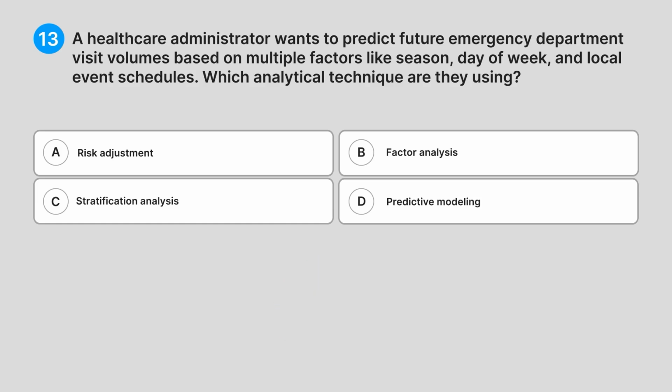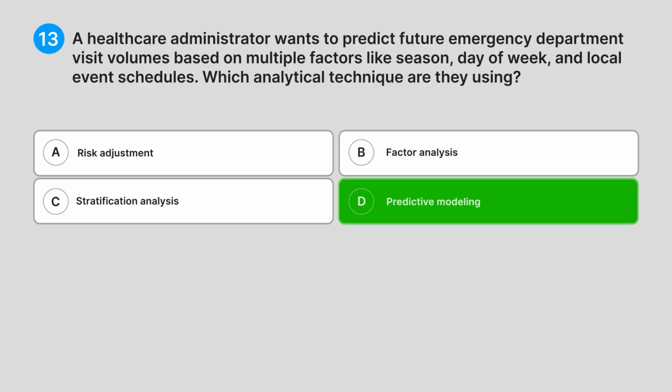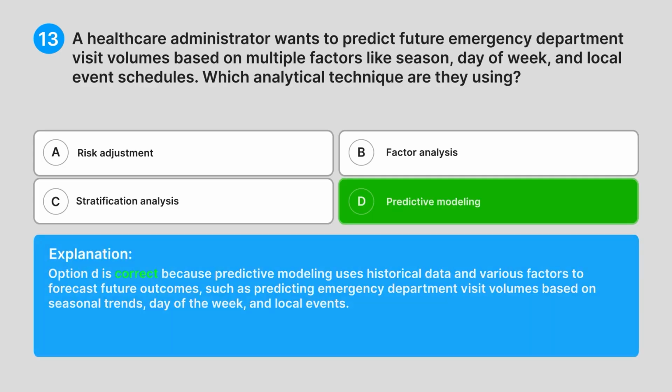Correct answer, D. Predictive modelling. Explanation: option D is correct because predictive modelling uses historical data and various factors to forecast future outcomes, such as predicting emergency department visit volumes based on seasonal trends, day of the week, and local events.